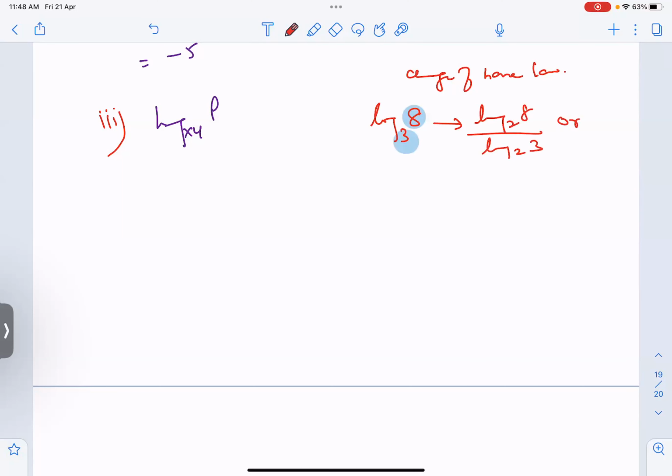If, instead of 2, I want the base of 10, and log to the base 10 is actually LG, so LG 10 upon LG 3. Or if I want the base of E, log to the base E is ln, so I can write ln 8 upon ln 3. That means change of base law says that you can always change the base, but this number will become the numerator and this will become the denominator, and the base will remain the same in both the numerator and the denominator.